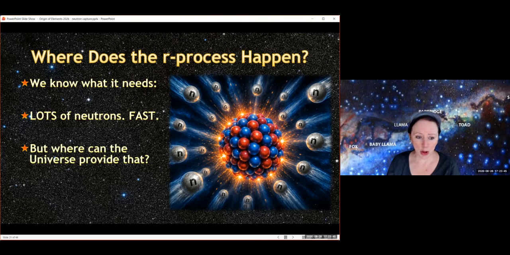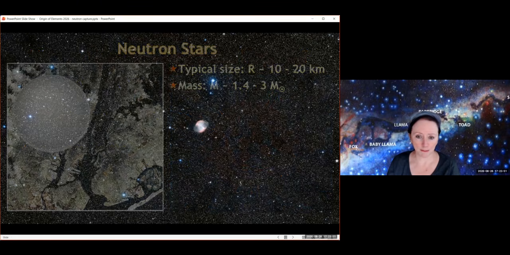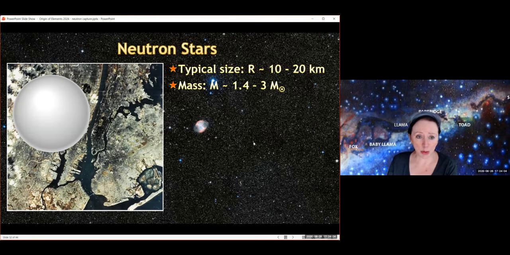Well, perhaps we should start by asking a slightly different question. Where can we find an enormous number of neutrons? We actually encountered the answer when we talked about what happens when massive stars die. If a collapsing core doesn't form a black hole, then what's left behind is a neutron star. We're talking about something that contains roughly 1 to 2 times the mass of the sun squeezed into an object about 20 kilometers across. That's roughly the scale of a city.